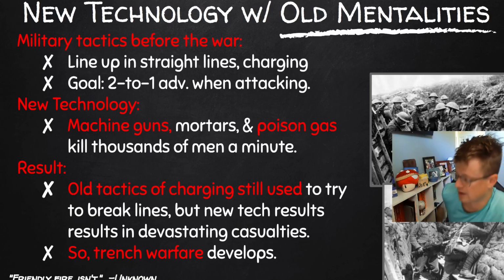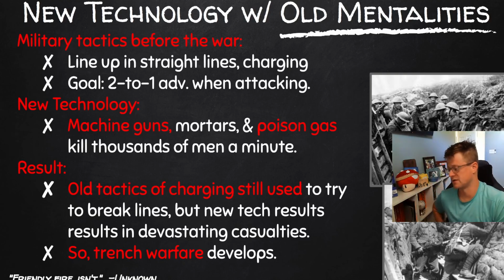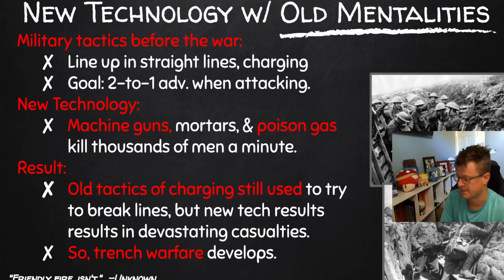The British Army, when it attacks in some of these Western Front battles, will lose 17 to 30,000 people within an hour. It's just an incredible amount of suffering that a lot of these tactics are going to cause. And so if you take these old mentalities and combine them with new technology, you get these old tactics still being used to try to break lines, but this new tech just results in atrocious numbers of casualties.